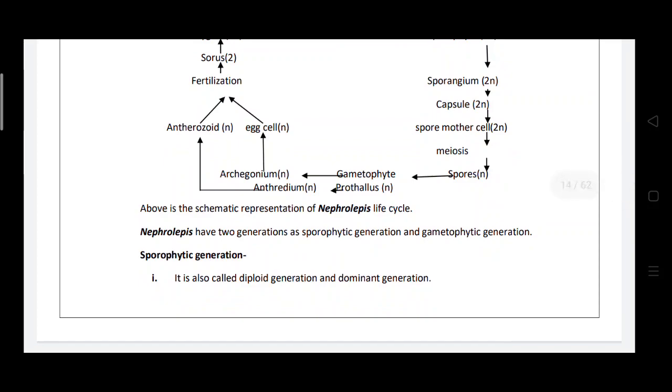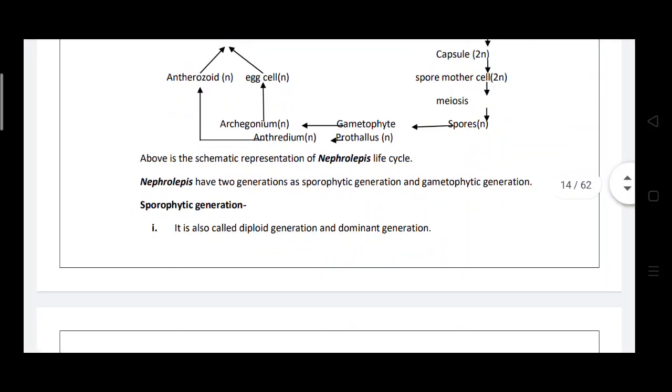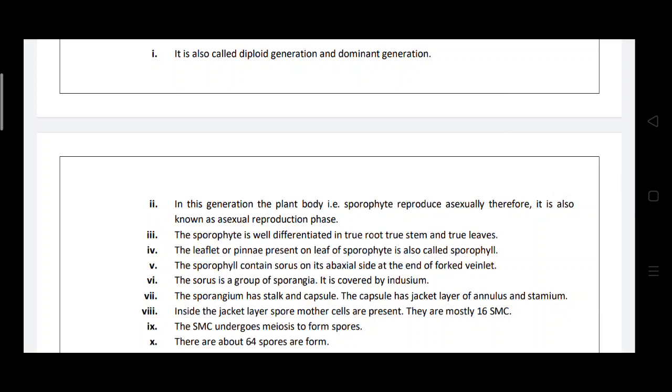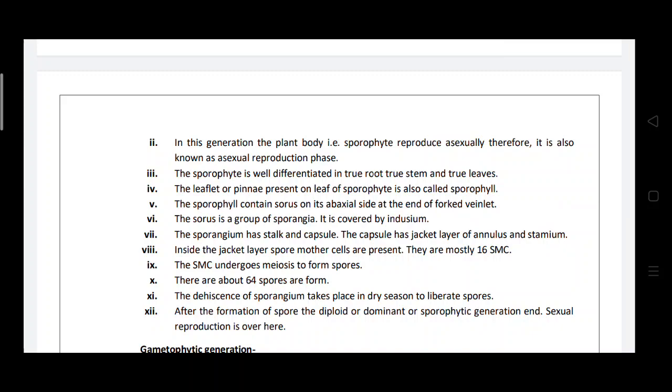So Nephrolepis, as I already told, has two generations, the sporophytic generation and the gametophytic generation. The sporophytic generation is the diploid stage and the dominant generation. In this generation, the plant body, that is the sporophyte, reproduces asexually, and it is also called the asexual reproduction phase. The sporophytic body of the Nephrolepis plant is differentiated into true root, stem and leaves. Then the leaflets or pinnae present on the leaf of the sporophyte are also called sporophylls. These sporophylls contain the sorus on their abaxial side at the ends of the forked veinlets.